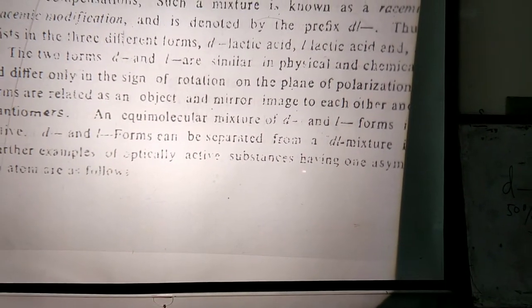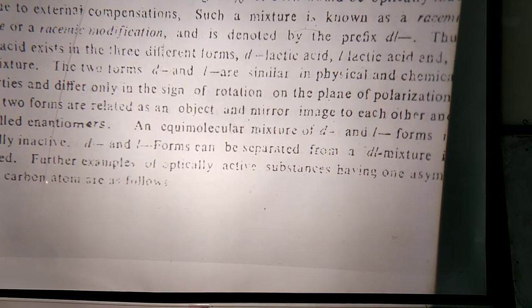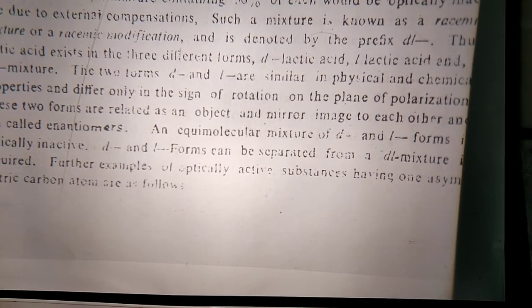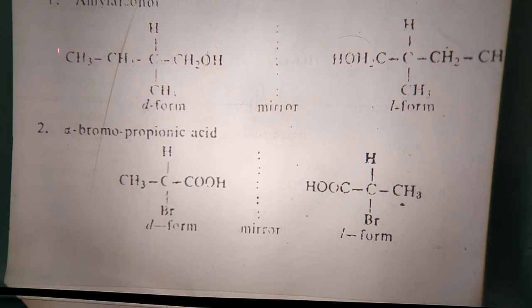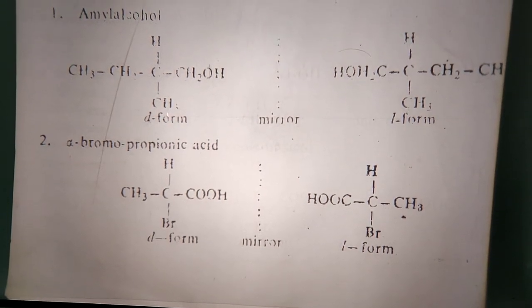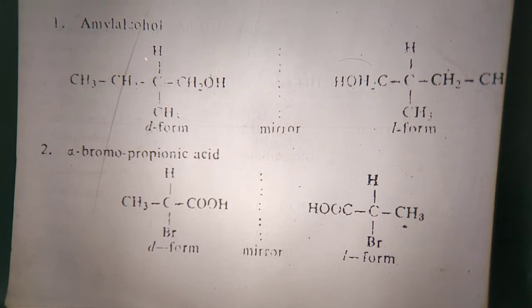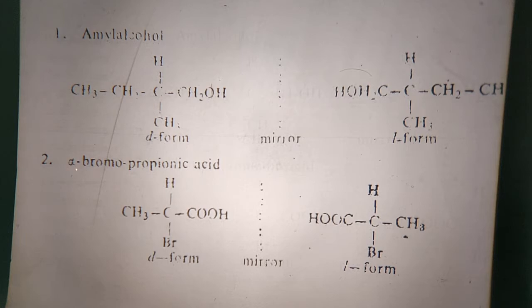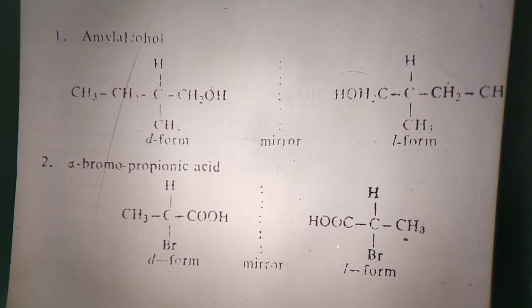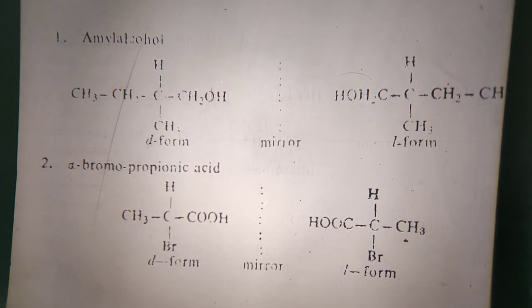Further examples of optically active substances having one asymmetric carbon atom are as follows. Towards this side, this side, this side, to this carbon, 4 different groups have been attached. D form and L form of it. So again, D form and L form of it. And if you combine them together, the DL form is formed out of it.